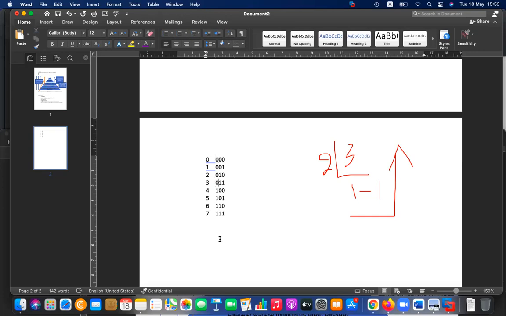Adding zeros in front doesn't change the value, does it? So you can make it 3 by 3 by adding leading zeros. Can you see the pattern? The last digit goes 0 1 0 1 0 1 0 1, alternating. Next digit: double 0, double 1, double 0, double 1. Next digit: 4 zeros, 4 ones. So no need to divide even. You can just write 0 1 0 1 0 1 0 1, double 0 double 1 double 0 double 1, 4 zeros 4 ones. Understood or not?